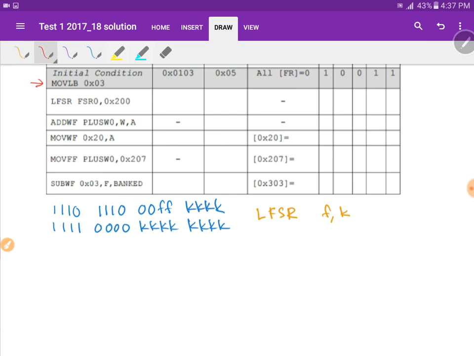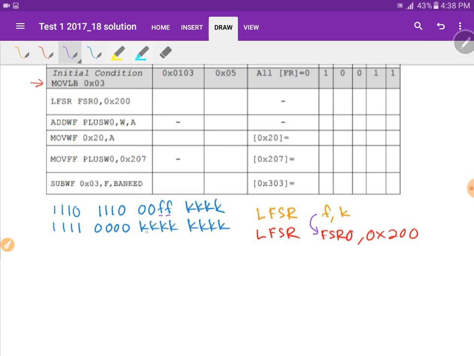Why am I writing it like this? So that you can relate with the question. The question writes LFSR, FSR 0 and hex 200. As you can see here, the F refers to the FSR, which FSR that you choose. For PIC18 we have FSR 0, FSR 1 and FSR 2, so we have 3 FSR that we can choose from. Therefore there are only 2 bits here to choose from these FSR. If we choose FSR 0, the value of this F will be 0 0. If we choose FSR 1, this will be 0 1. If we choose FSR 2, this will be 1 0. That's how the values are going to be.